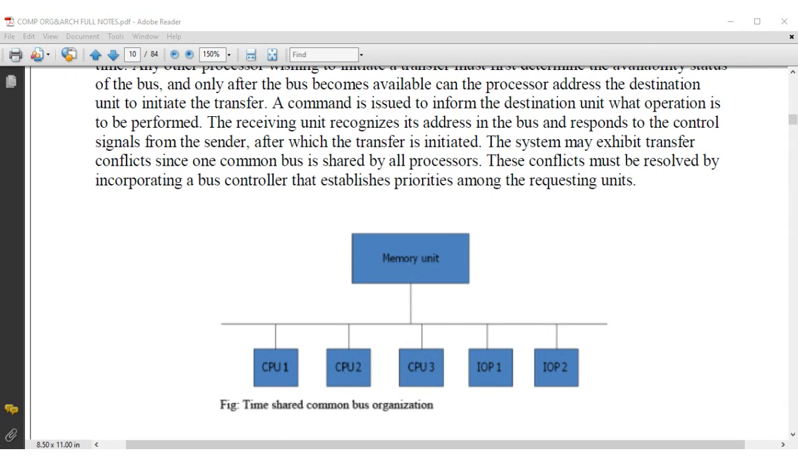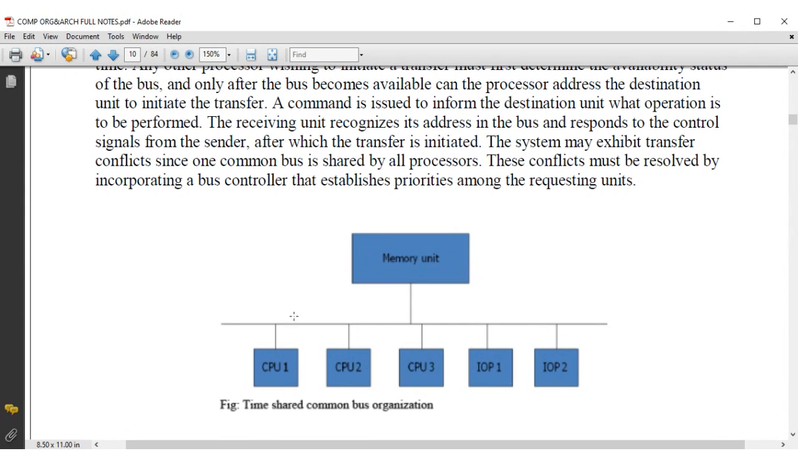Deadlock. That is true. It is called deadlock. Deadlock is the fatal halt of processing and memory activities in the computer. This is a thing that can be experienced in the time shared common bus. It can be experienced.